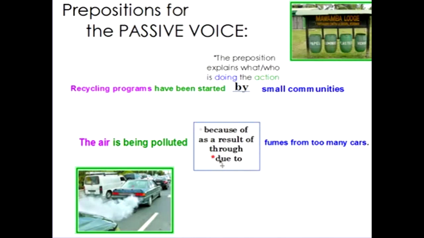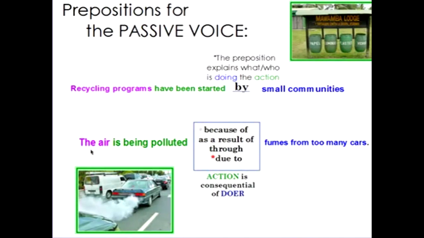Now, these are special, right? These are special, and they're used the same way that by is used, but these are different because the action is consequential of the doer. So what does that mean? Well, think of it this way. So the recycling programs have been started by small communities, right? But this action is not a consequence of the small communities. No, the recycling programs are not a consequence of small communities. No, because the small communities decide to make these programs.